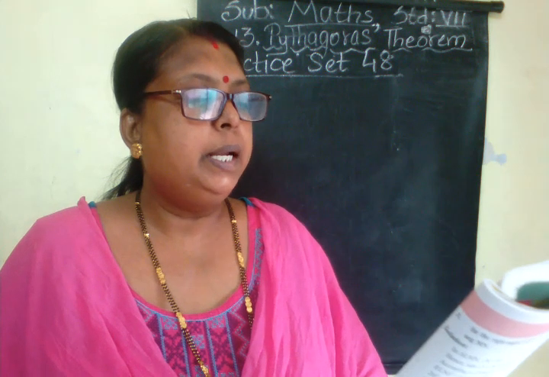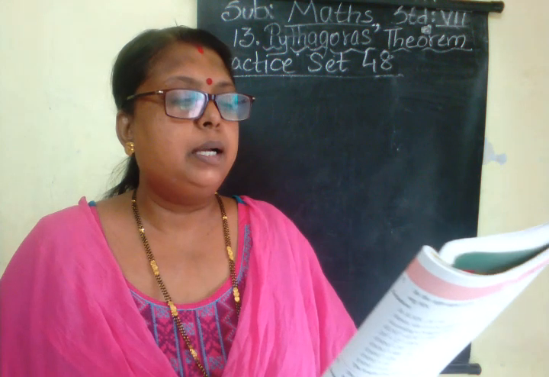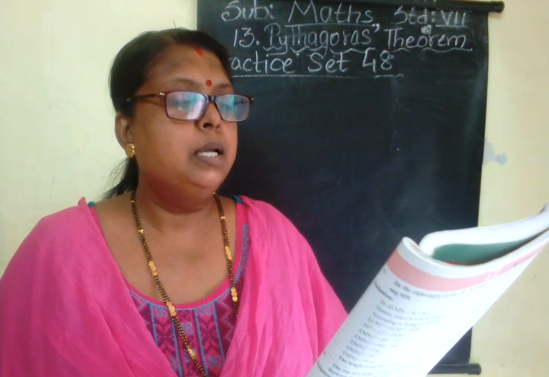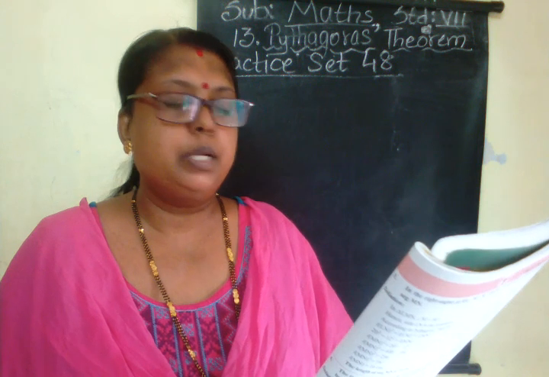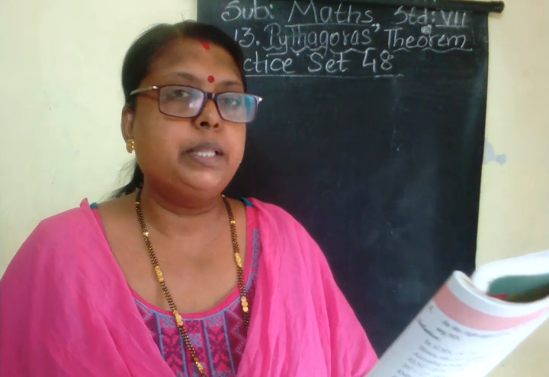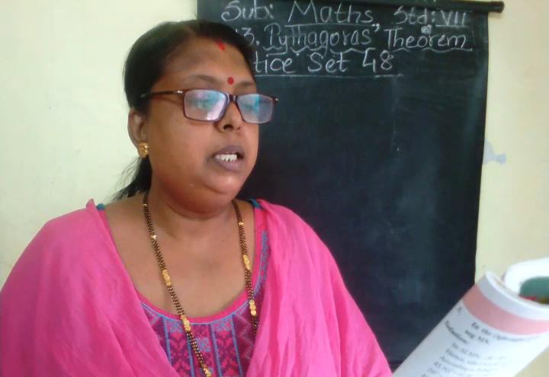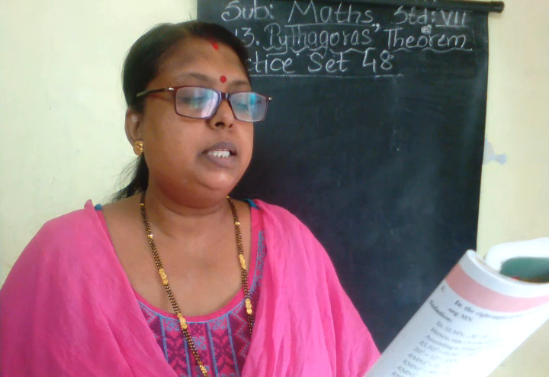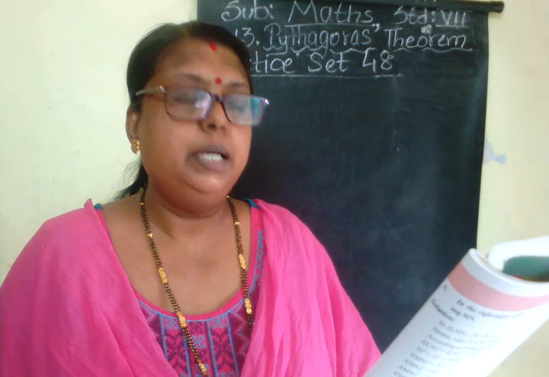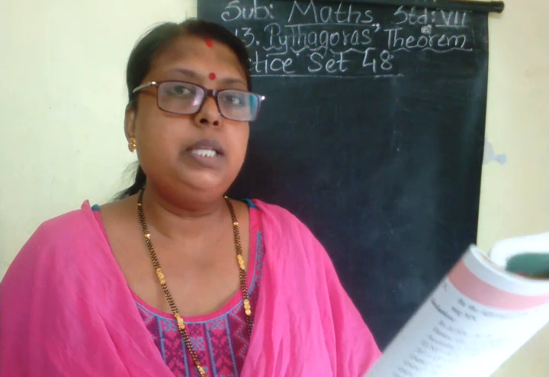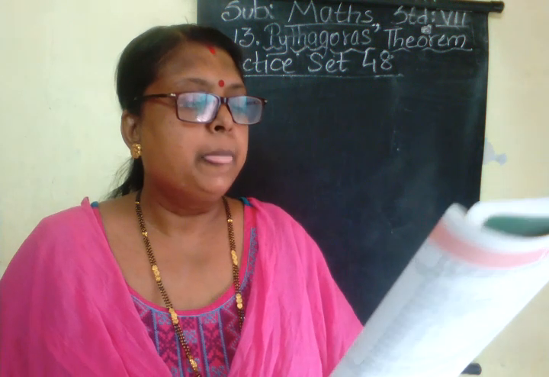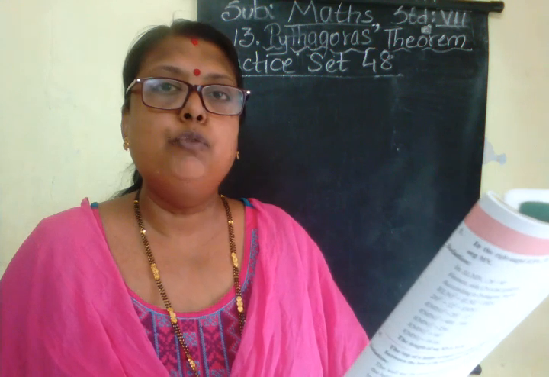Third sum. In triangle EDF, angle D is equal to 90 degrees. Side EF is the hypotenuse, and so according to Pythagoras theorem, length EF square is equal to length ED square plus length DF square. After the calculation and substitution, you get X is equal to 15.